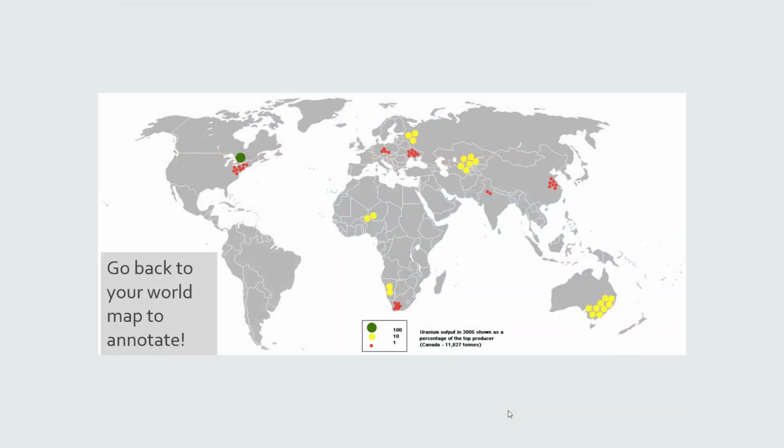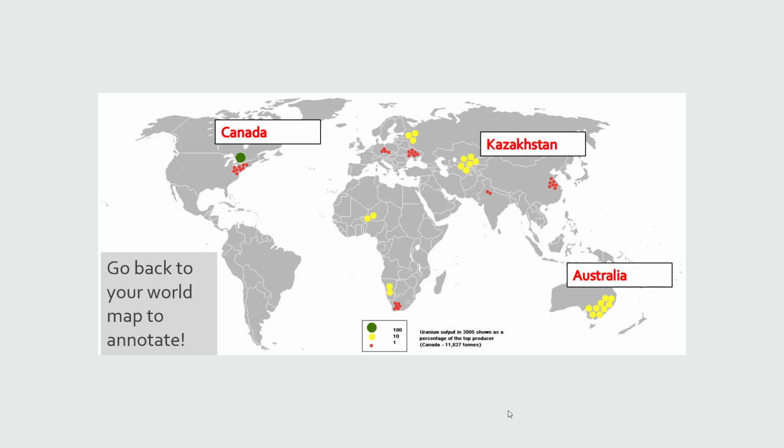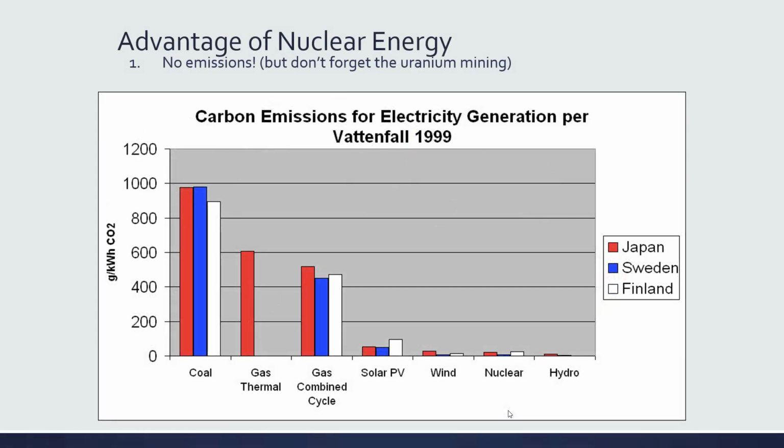All right, please note all the places where you find this. This is not where the stuff is used. This is where you dig the stuff up. Okay, Canada and Australia are our two biggest suppliers of uranium. Kazakhstan. Oh, South Africa. Very nice.